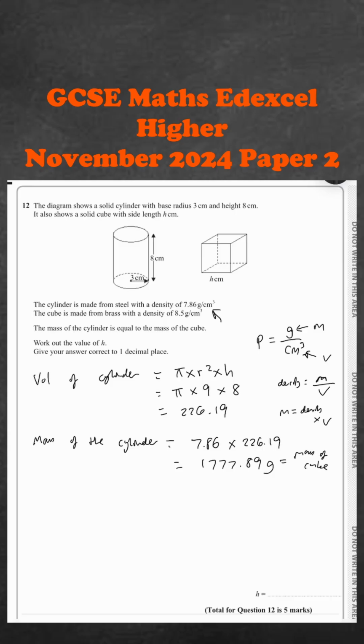So what we'll do now is we have the density of the cube. We're going to use these to work out the volume of the cube using the same formula we used earlier. So we have density equals mass over volume, so volume equals mass over density. The mass is 1777.89 over the density, which is 8.5. And that makes the volume, again I'll do this on my calculator, 209.16 centimetres cubed.